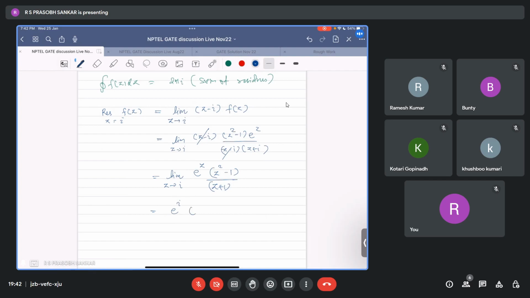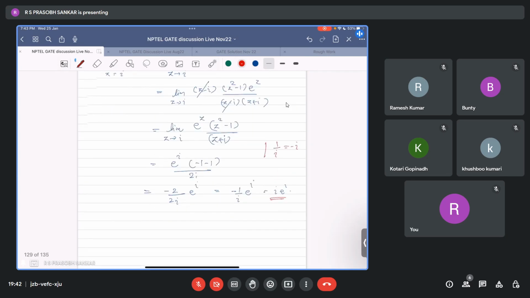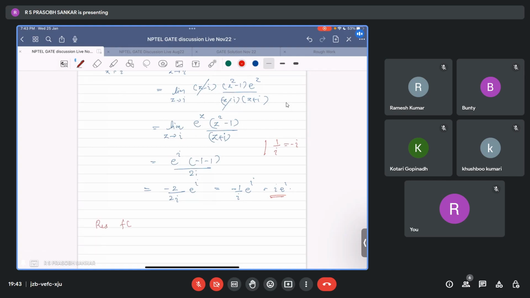What is it? e raised to i, i square is minus 1, so minus 1 by 2i. This is like minus 2 by 2i e raised to i, or minus 1 by i e raised to i, or I can write i e raised to i. Why did I write that? Because 1 by i is the same as minus i. These are the same. So, to conclude, the residue of the function f of z at z equal to i is i e raised to i. Is that okay? Residue is a number basically. So up to here is it okay?